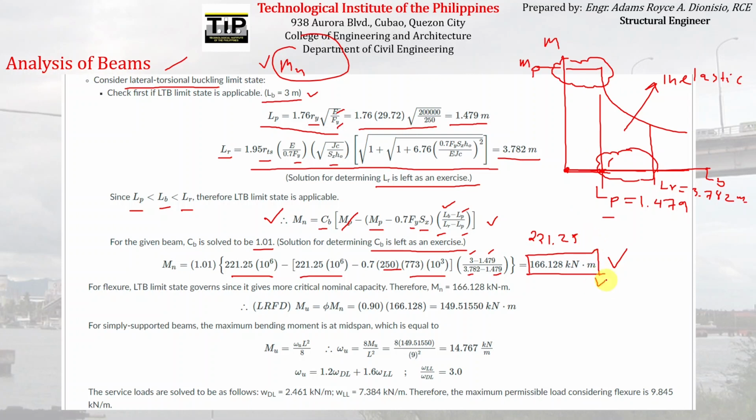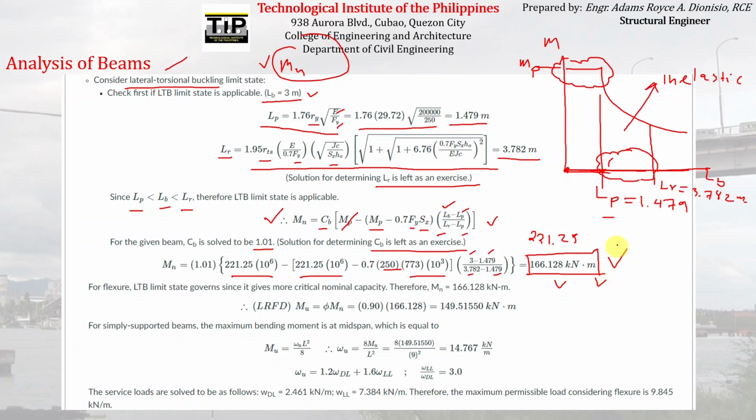Okay, and then for this case, it just means that if ever the bending moment that is being experienced by the steel beam is already equal to 166.128, it is already on the verge of yielding as well. It has already undergone inelastic lateral torsional buckling, although we can still ensure that it will not yield. But if the bending moment applied will be larger than this, therefore we cannot guarantee that the stresses that will be induced by that bending moment will still be below the yield stress.